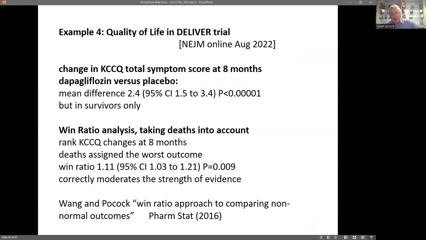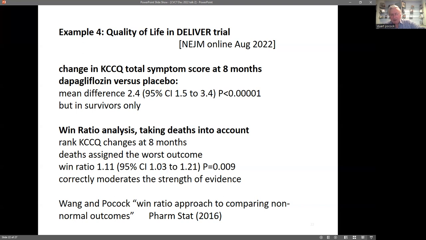The drug dapagliflozin versus placebo, you can easily show that there was a mean difference in KCCQ when it was measured of 2.4, and that's very, very highly significant. But there's a flaw in that analysis, which is it can only be done in the survivors. And so it's a rather artificial construct. We look at quality of life only in survivors, which of course is not really randomization based anymore.